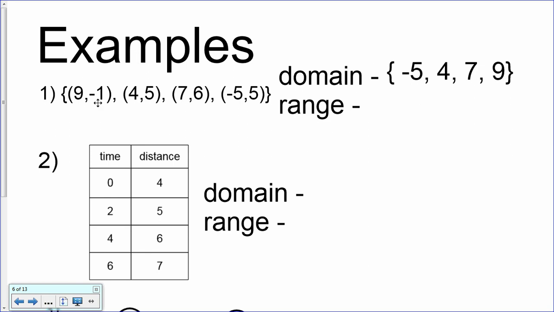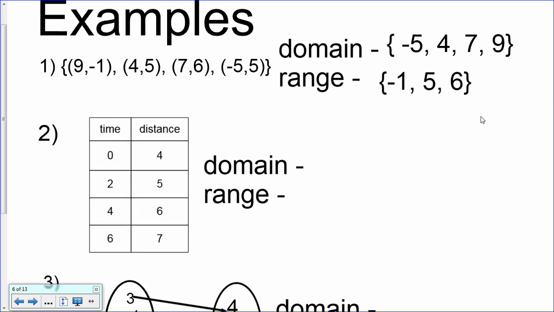Okay, the range is -1, 5, 6, and 5 again. So I put it in order. The 5s are repeating, so I only need to write 5 once. So this is what the range would look like. -1, 5, 6. Okay? Let's look at the second example.